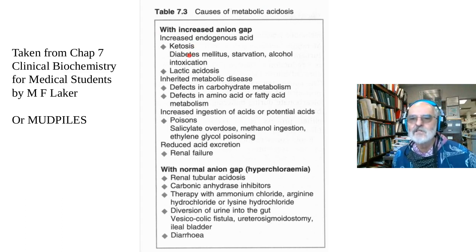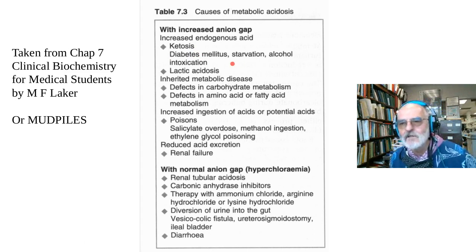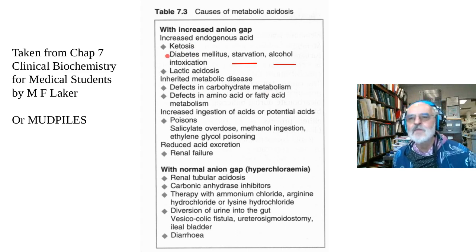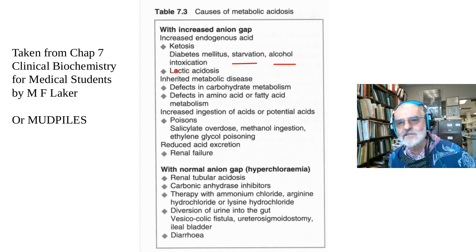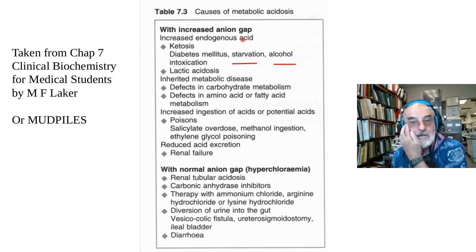Things like ketosis. This is primarily diabetes. It can apply to starvation. It can apply to alcohol intoxication. Mostly the examples you're going to see are diabetic ketoacidosis. There can be a lactic acidosis, which can come, for example, from some kind of overactive muscle activity. There can be some other metabolic imbalance going on. But generally speaking, these will produce acids that go into the bloodstream and titrate down the bicarb, causing an anion gap. There can be defects in metabolism that I'm not going to talk about.